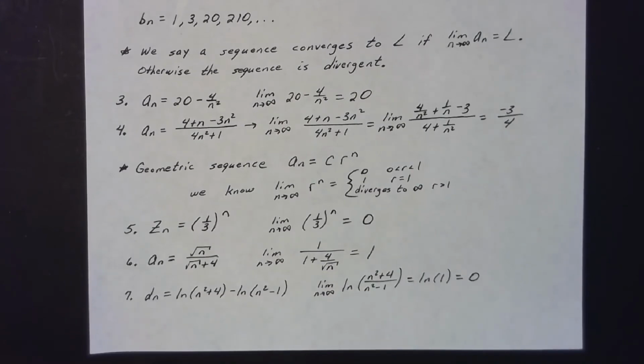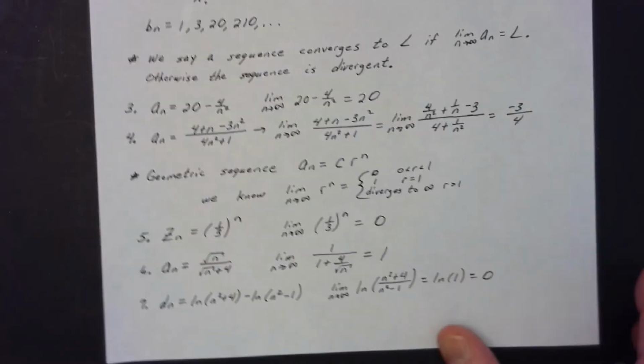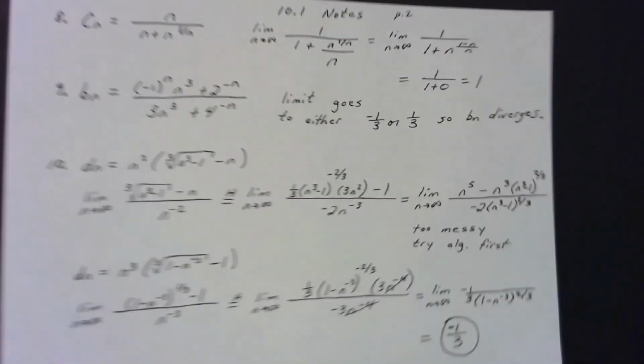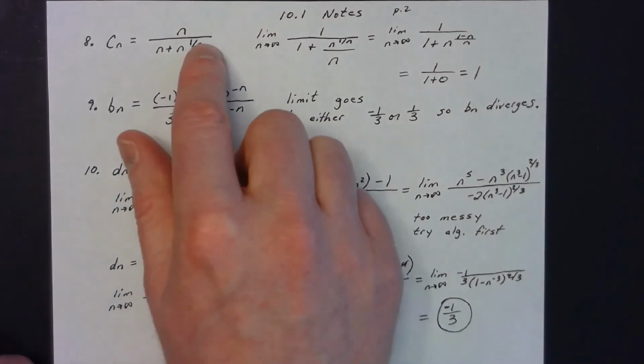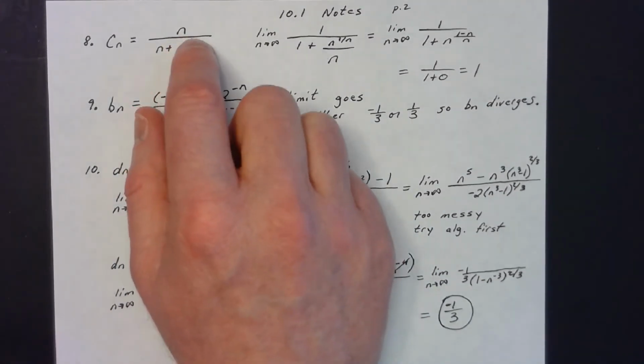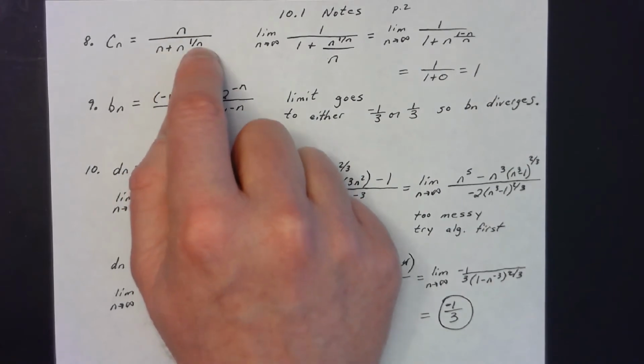And we know the natural log of 1 is going to go off towards 0. Now, a couple of others through here. Again, this is not a geometric sequence. What if I just have n divided by n plus n to the 1 over n?